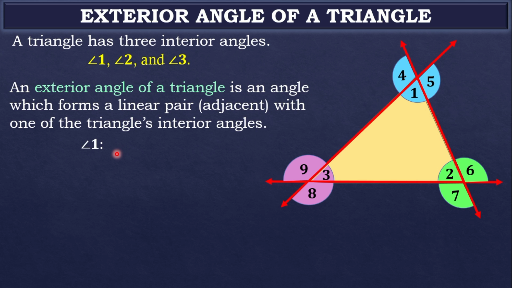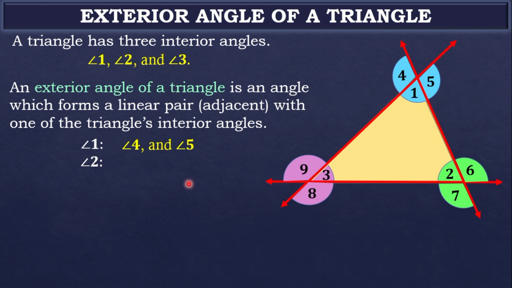So, we have angle 1. So, pag sinabing exterior, linear pair, adjacent yun. So, ano-ano ang mga exterior angles ni angle 1? So, ito yung mga katabi niya. We have angle 4 and angle 5. Now, angle 4 and angle 5 are also considered vertical angles. Okay? So, yung mga exterior angles po ng interior angle mo, they are also considered vertical angles.